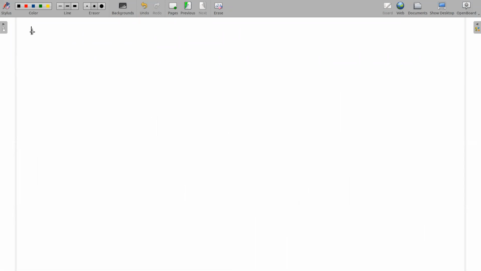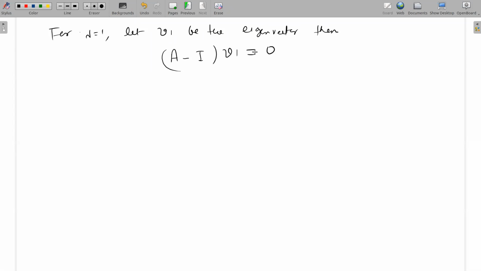For lambda equal to 1, let v1 be the eigenvector. Then what you solve? (A minus lambda I) v1 equal to 0. So that is the matrix 10 minus 25, 4 minus 10. Assume v1 is x1, x2. This is just a simple 2 by 2 system.